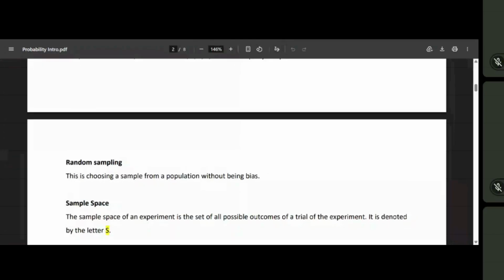Random sampling. When you have a population and you want to draw a sample from the population, and you are doing it so carefully that you are not biased, then we say you have done a random sampling. Your sampling is random, it's not biased, it doesn't have any bias.